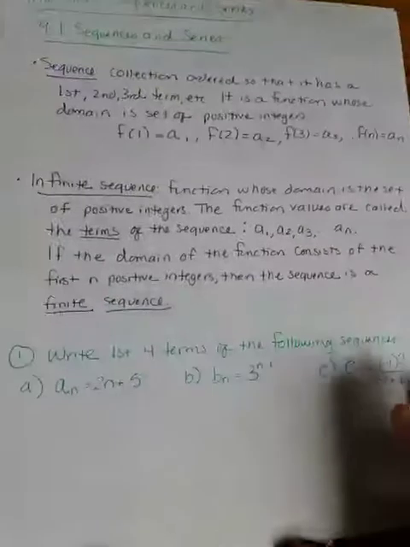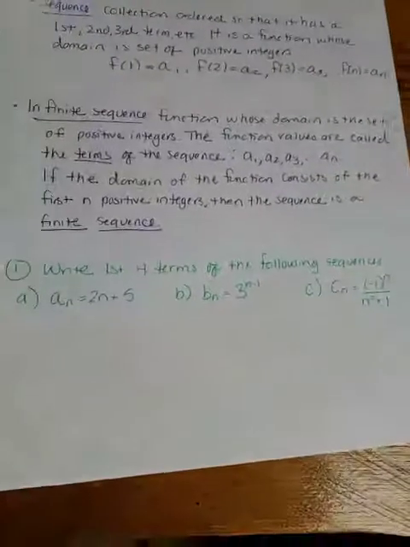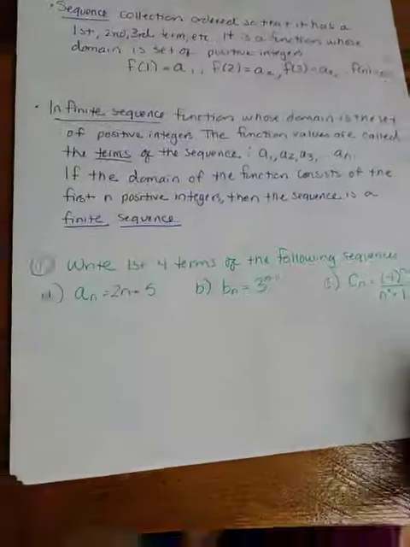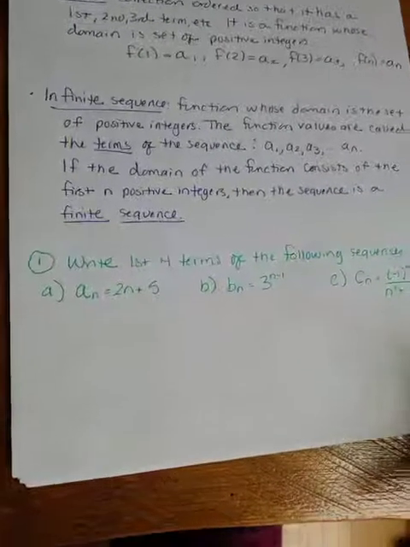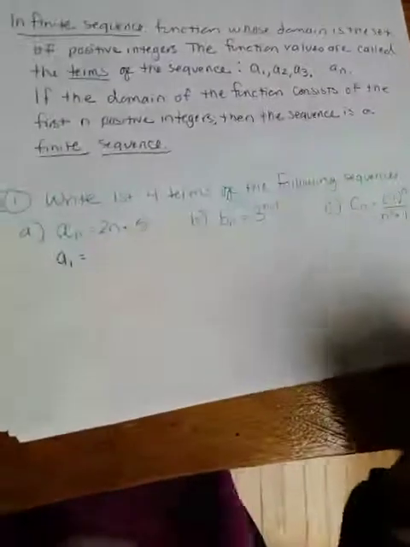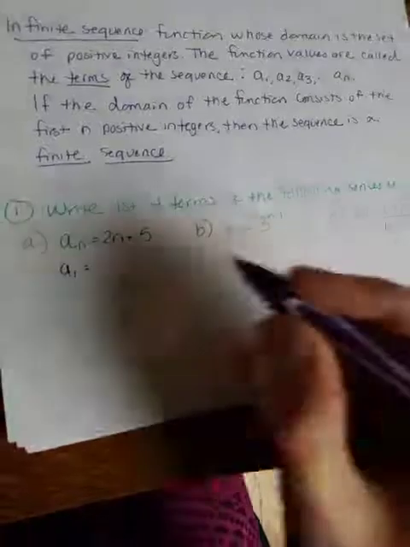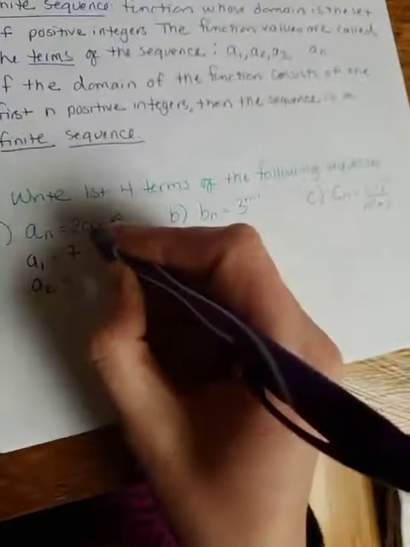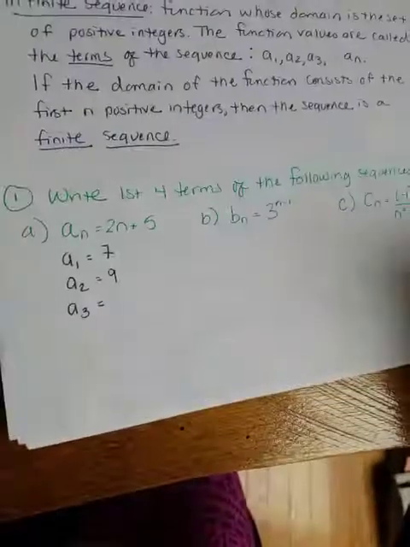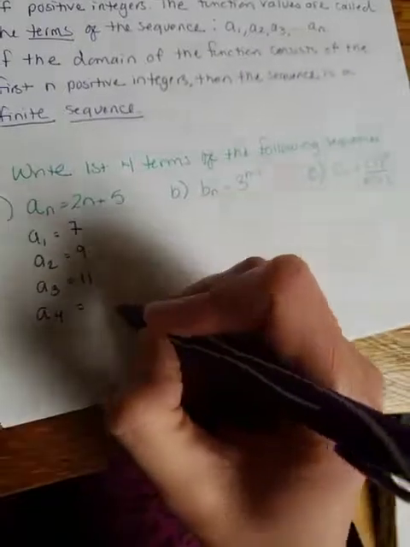So what do these problems look like? Number 1, these are pretty straightforward. Write the first 4 terms of the following sequences. Maybe it was overkill to do 3 examples, but here we go. So what do I want? The first 4 terms. For a sub 1, I'm literally putting 1 into that equation, and I'm going to get 7. A sub 2, I'm going to get 2 times 2 is 4, plus 5 is 9. A sub 3, we're going to have 2 times 3, and then plus 5 is 11. And then a sub 4 is going to give you 8 plus 5, which is 13.